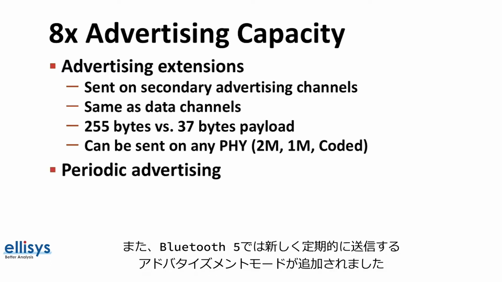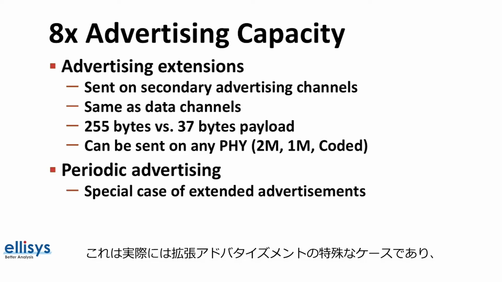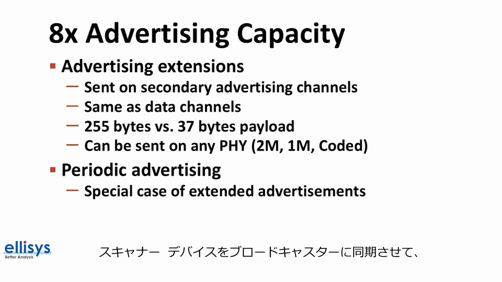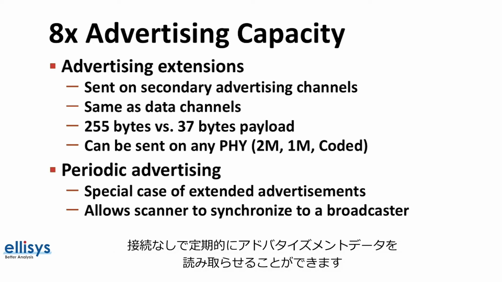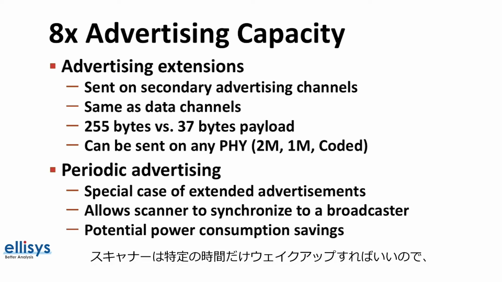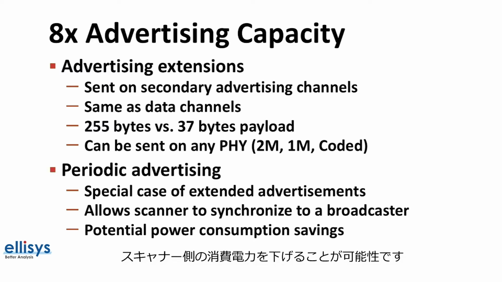A new mode in Bluetooth 5 is a periodic advertising mode. It is really a special case of extended advertisements, and allows a scanner device to be synchronized to a broadcaster, reading its advertisement data periodically without a connection. This has the potential of lowering power consumption on the scanner side, since the radio only needs to wake up at certain times.